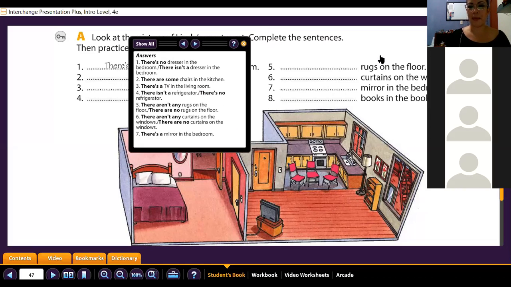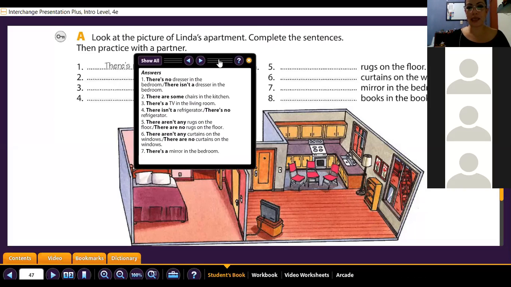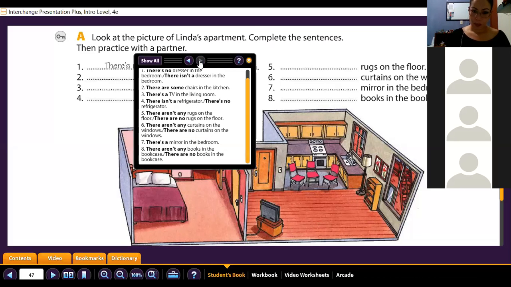And finally, number eight, books in the bookcase. There aren't any books in the bookcase. Excellent. There aren't any books in the bookcase or there are no books in the bookcase. Very good. You did a very good job.